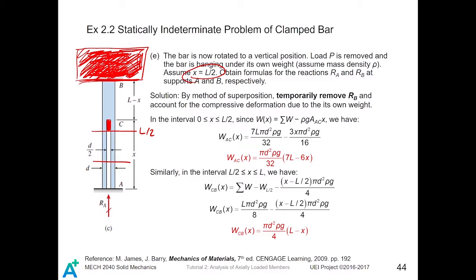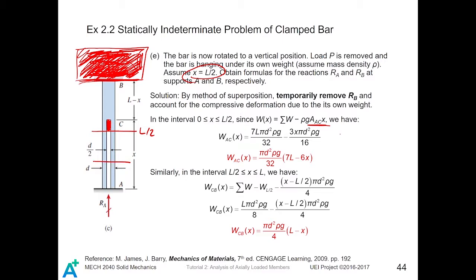Now consider what is the load acting at such a level x. We know that the weight of material above this level is given by the weight of the entire bar minus the weight below this level. That is, the compressive load caused by the weight, Wx, equals the total weight of this bar minus rho g times the volume of the bar below this level.